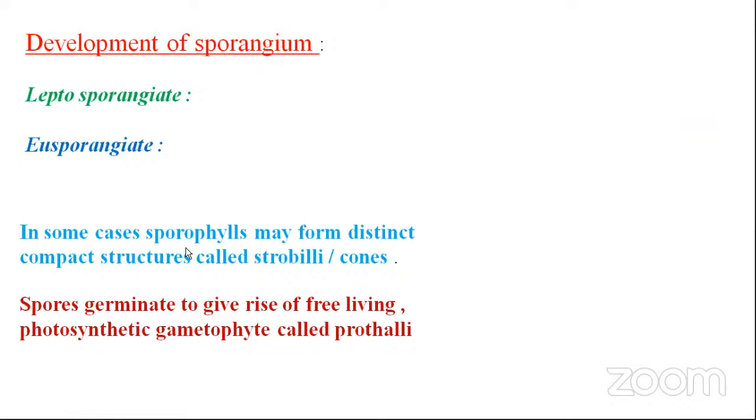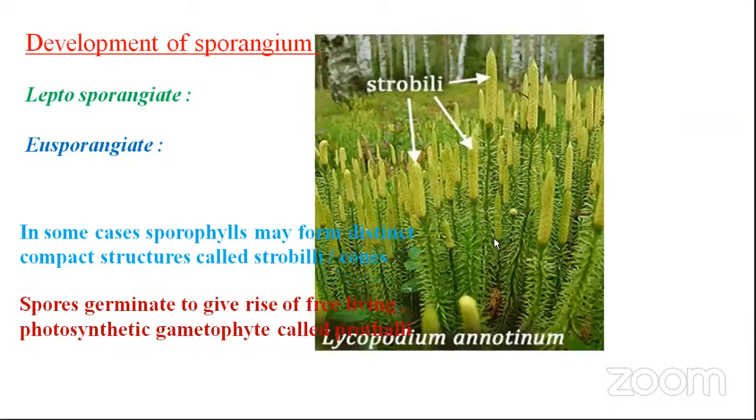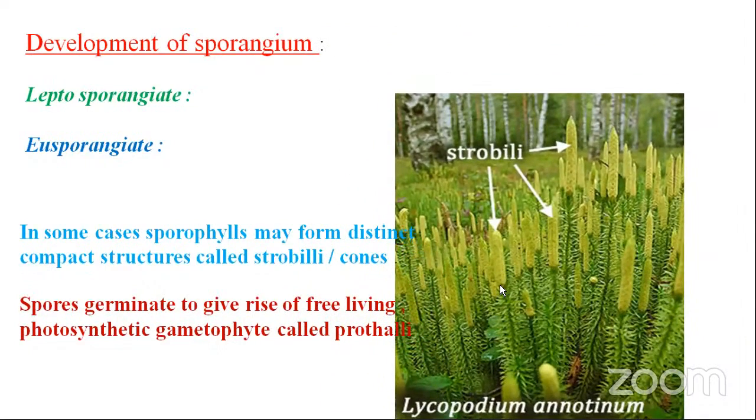Now in some cases, the sporophylls may bear cone-shaped structures. The cones have the reproductive parts. They may be called cones or strobili. So you can find many cones or strobili. Within the strobili or cones, the spores will develop. When they are released, they germinate and produce the gametophyte.